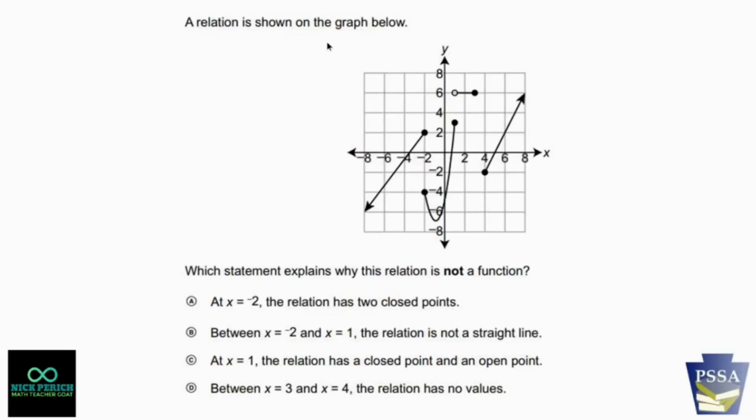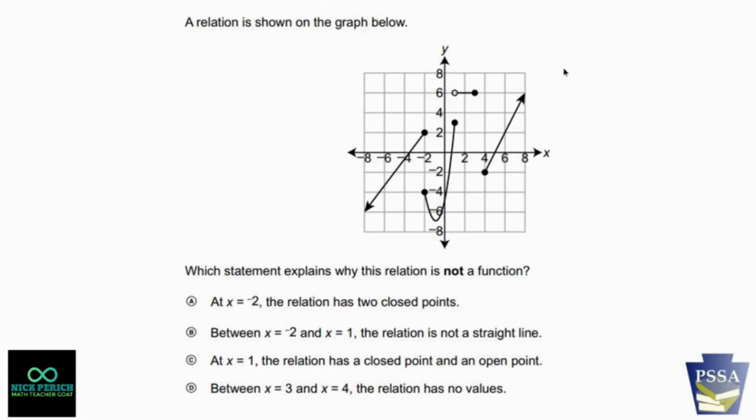A relation is shown on the graph below. Oh, look at that. It's a terrible looking piecewise function. Linear, nonlinear, linear, straight line, linear, open, closed holes. Terrible. Which statement explains why this relation is not a function?